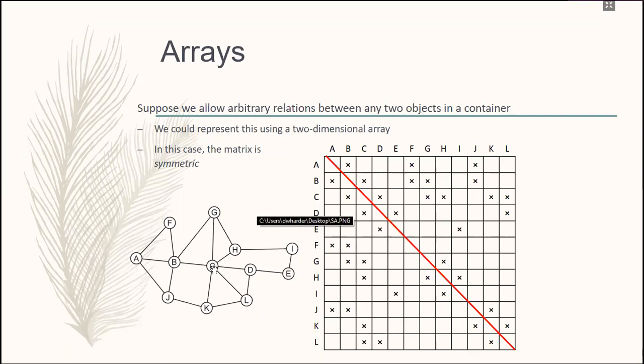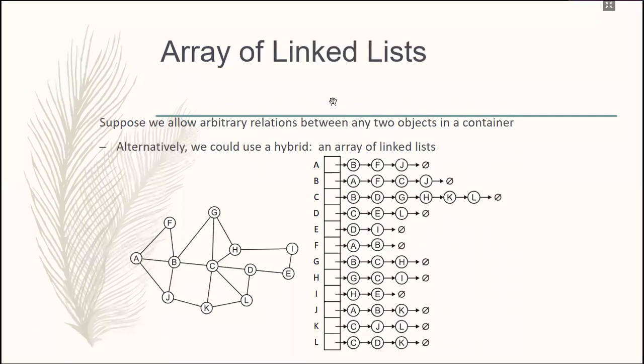Same, let's try another one. Let's assume C. C has a connection to B, K, L, D, H, and G. So from C, we have a connection with B, D, G, H, K, L. In this way, we represent all the relationships in a two-dimensional array. And we can also use arbitrary relationships between any two objects in a container.